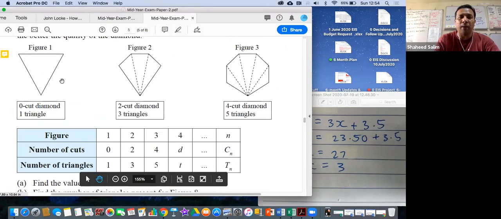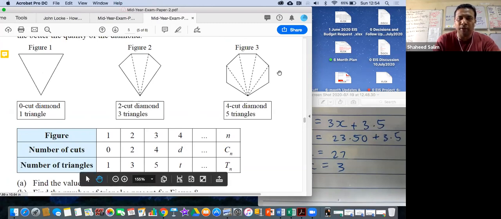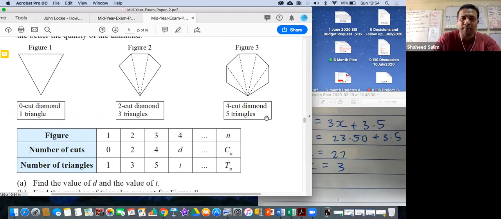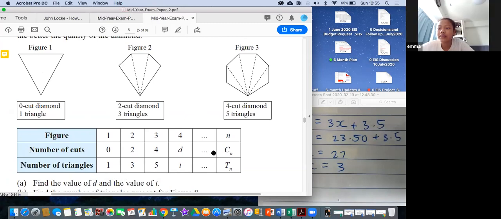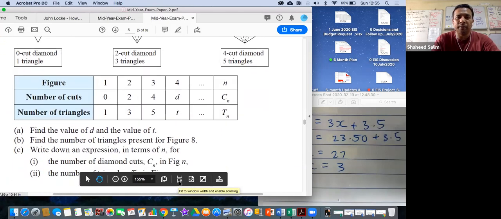So figure 1, let us see from figure 1 to figure 2. Figure 1 is 1 triangle, then go to 3 triangles. Figure 3, 5 triangles. So figure 4 will be how many? 6 cuts. How many triangles? 7. So this is 6, this is 7. Agree?